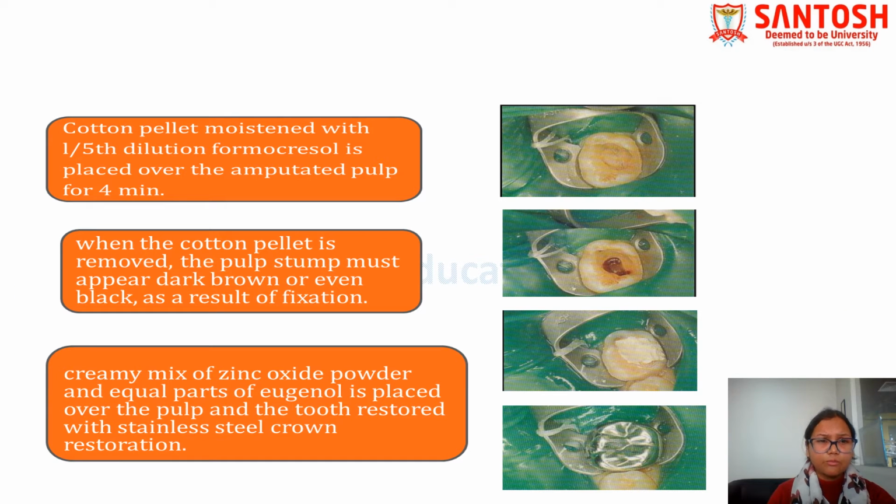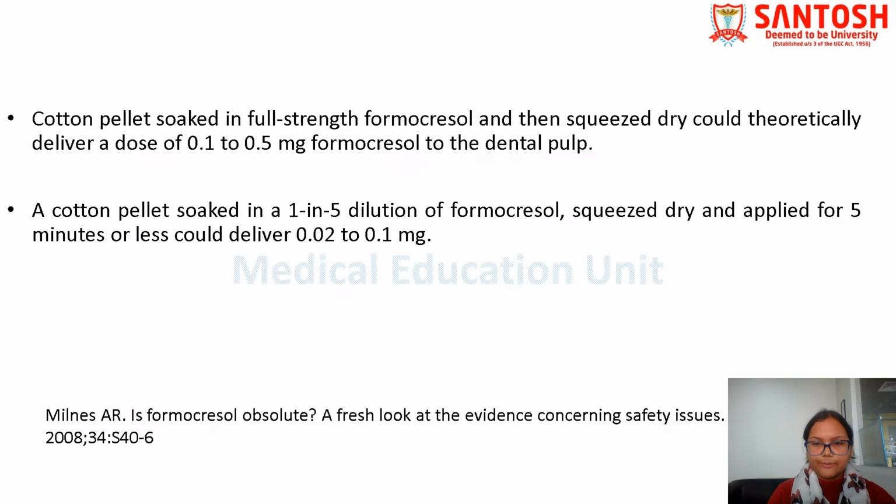After we achieve hemorrhage control, the cotton pellet is now moistened with 1:5 dilution of formocresol, which is known as Buckley's, and it is placed on the amputated pulp site for 4 minutes. Current studies suggest that the time has been decreased to 1 minute. When the cotton pellet is removed, the pulp stump must appear dark brown or even black, which is a result of fixation. After that, a creamy mix of zinc oxide powder and equal parts of eugenol is placed over the pulp, and the tooth is restored with stainless steel crown restoration.